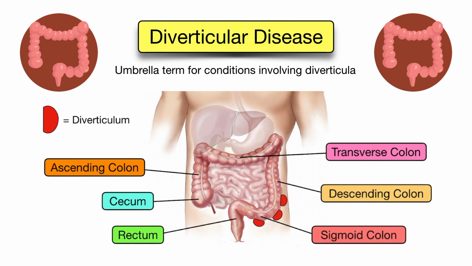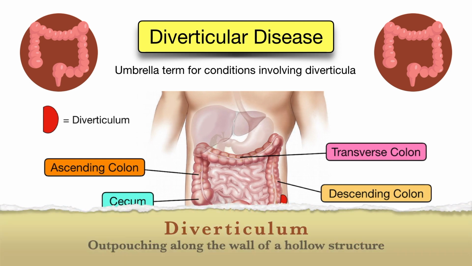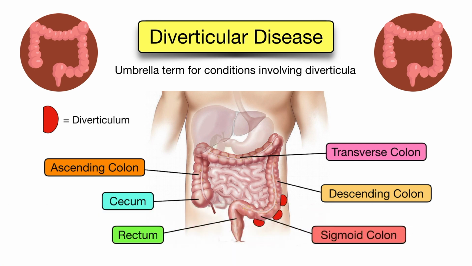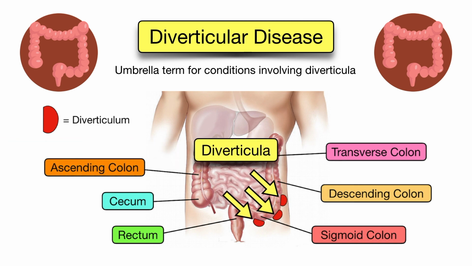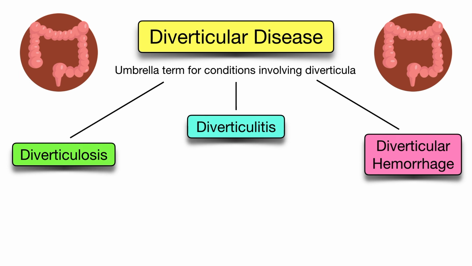So what is a diverticulum or diverticula? A diverticulum is a small sac-like outpouching along the wall of a hollow structure. The term diverticulum typically refers to an outpouching along the wall of the GI tract, most commonly the colon or large intestine. The term diverticula is the plural of diverticulum and is used to describe more than one outpouching or multiple outpouchings. So as we said before, diverticular disease is the umbrella term for conditions involving the presence or formation of diverticula, which are these outpouchings in the colon.